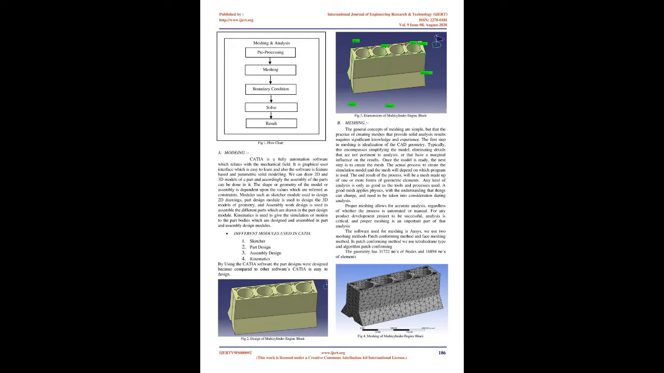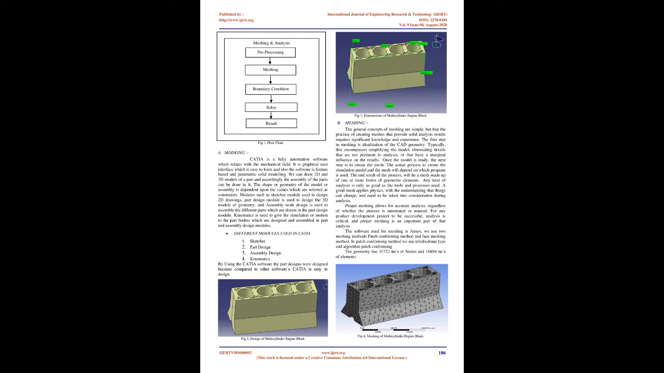Modules such as the Sketcher module are used to design 2D drawings, the Part Design module is used to design the 3D models of geometry, and Assembly Design is used to assemble the different parts which are drawn in the Part Design module. Kinematics is used to give simulation or motion to the part bodies which are designed and assembled in the part and assembly design modules. Different modules used in CATIA: 1. Sketcher. 2. Part Design. 3. Assembly Design. 4. Kinematics. By using the CATIA software, the part designs were made because compared to other software CATIA is easy to design with.